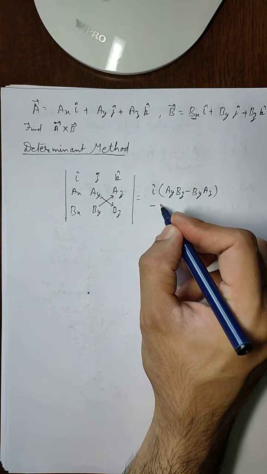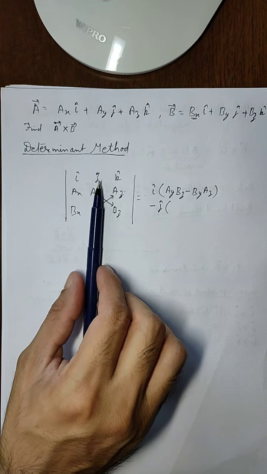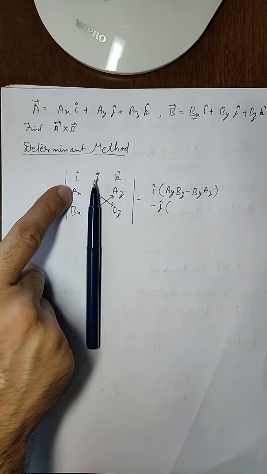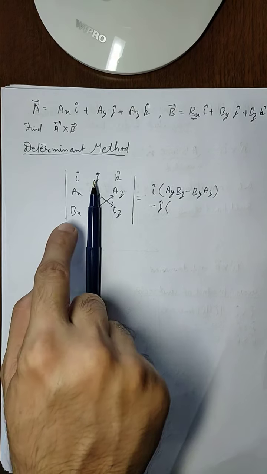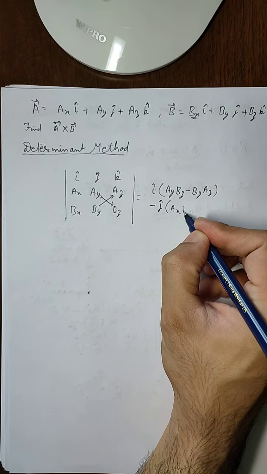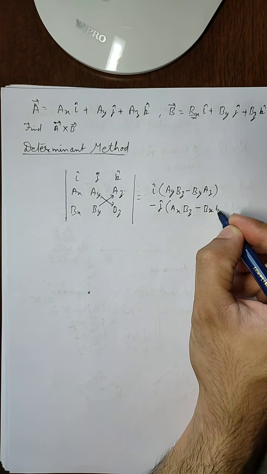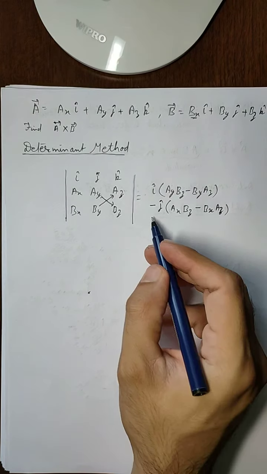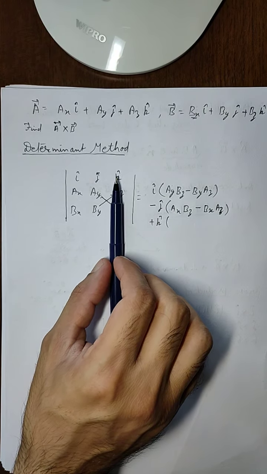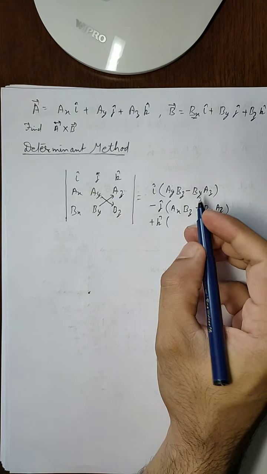For j cap, it will be minus j cap. Similar thing, we are not going to touch the coefficients of j cap. We have x and z. So Ax Bz minus Bx Az. Again we are going to do the same cross multiplication: Ax Bz minus Bx Az. This is for j cap, and plus k cap, same procedure: Ax By minus Bx Ay.